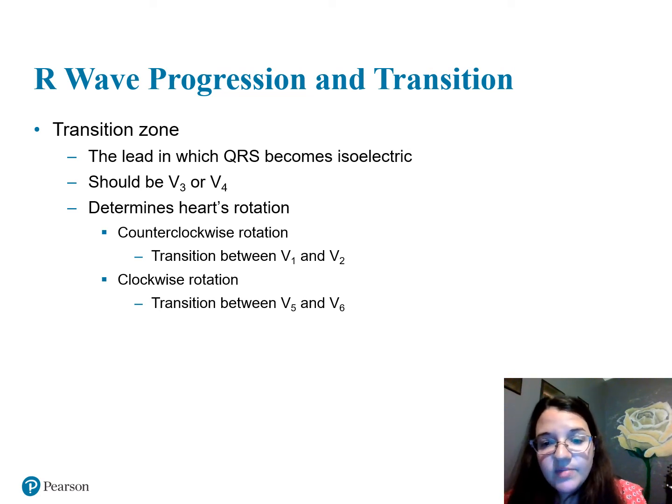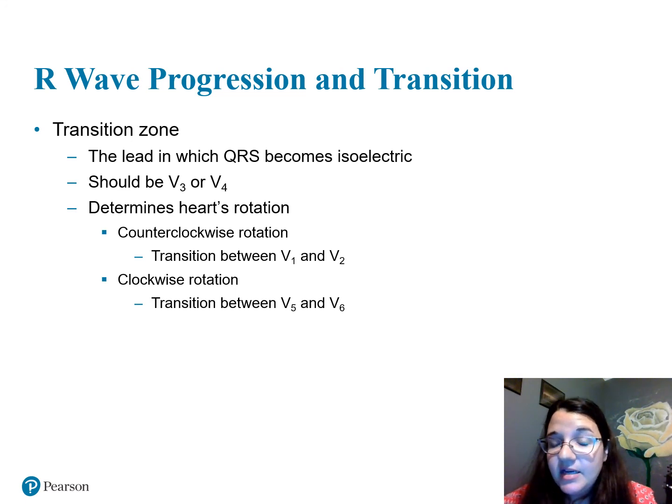I know this is going to be a test question on your national certification because it's too easy to get these confused. Make sure you know counterclockwise rotation is a transition that happens between V1 and V2. Clockwise transition is going to happen between V5 and V6. We're talking about your R wave becoming more negative or more positive. The normal transition should happen between V3 and V4. So if it does not happen there, and if it happens in V1 and V2, we are counterclockwise. If it happens in V5 and V6, we are clockwise.